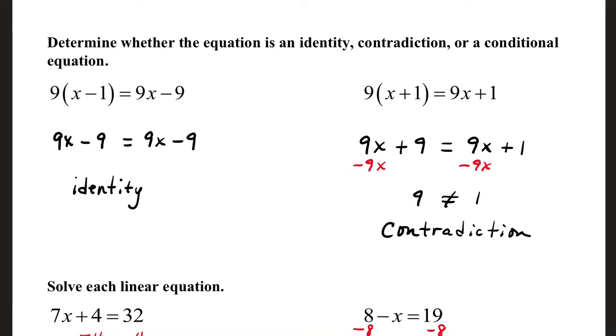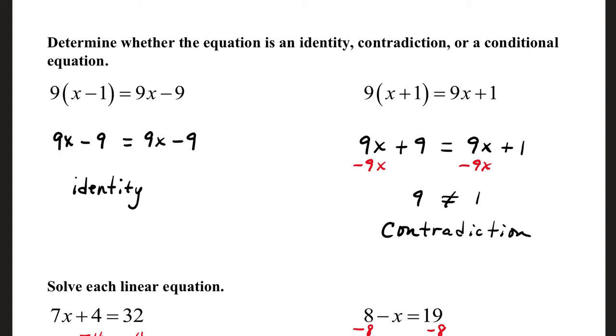Determine whether the equation is an identity, contradiction, or conditional equation. In the top left example, we have 9 times x minus 1 equals 9x minus 9. When you distribute the 9 on the left side of the equation, you get 9x minus 9. At any point during solving an equation, if you see that one side is identical to the other, then you have what's called an identity.